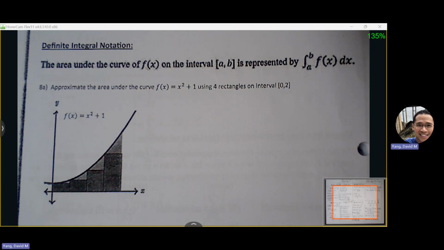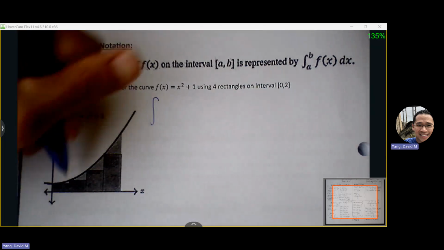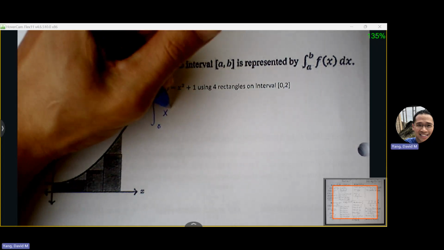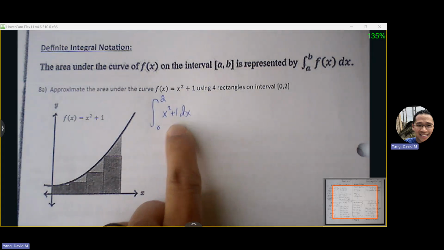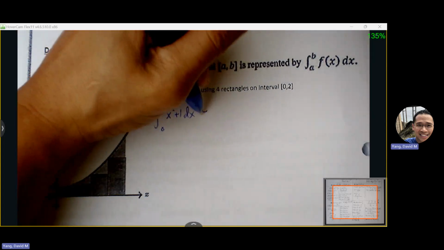So we're going to approximate the area under x squared plus 1, the integral from 0 to 2 of x squared plus 1 dx. All this means is I want to find the area under the curve, but we're doing an approximation, so we're going to do a squiggly line.